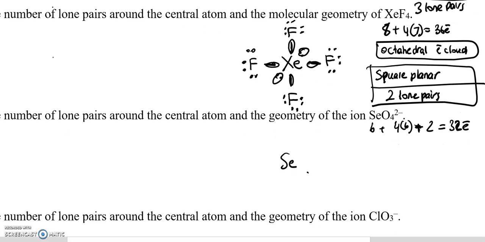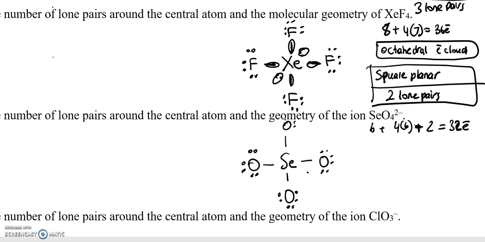So what I'm going to do is exactly the same thing here. I'm going to have the oxygens around it, and now I'm going to make a single bond first. 1, 2, 3, 4. I used 8 of them, so I have only 24 left. So I'm going to do 1, 2, 3, 4, 5, 6 on each of the 4 oxygens. So I used up 24 electrons there, and 8 electrons for the bonding pairs. I've run out of all my electrons, right? That's going to be the structure.